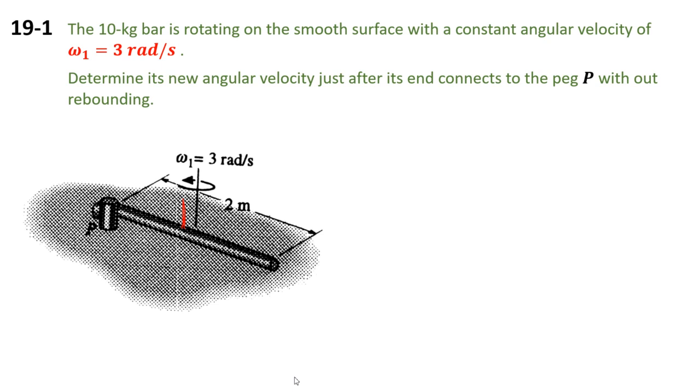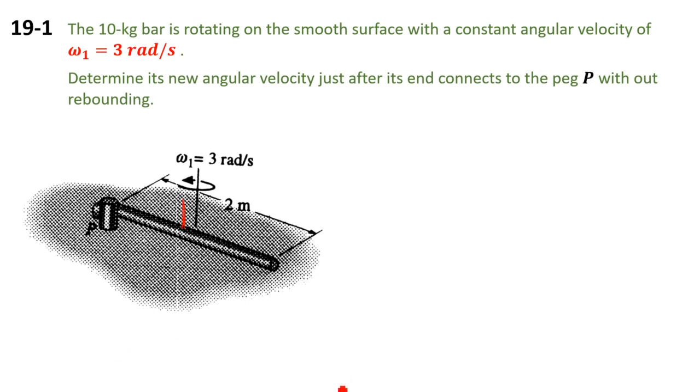So we start with this example about a rod or a bar that has a mass of 10 kilograms and is rotating on a smooth surface with a constant angular velocity of omega 1 equal to 3 radians per second. Just imagine that you have a pen rotating around the center point. Then suddenly it hits the peg P from one of its ends without any rebounding. Try to find what will be the new angular velocity just after the end is connected to the peg at the point P.